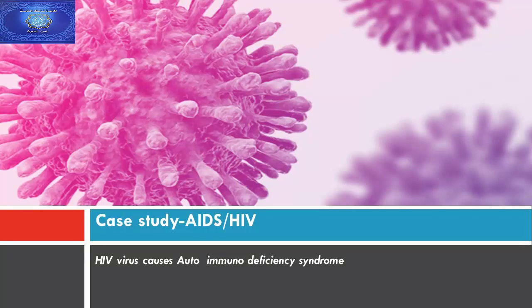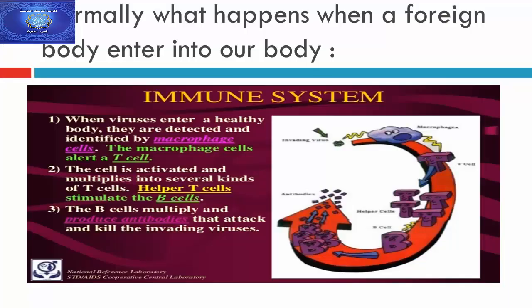So now we have some case studies: AIDS or HIV. Hope all of you know about this one. And cholera and tuberculosis. First we are going to deal with AIDS or HIV. What is AIDS? Acquired immunodeficiency syndrome, and the virus which causes this is HIV, human immunodeficiency virus. Before we study AIDS, we have to know how the immune system works in the human body.